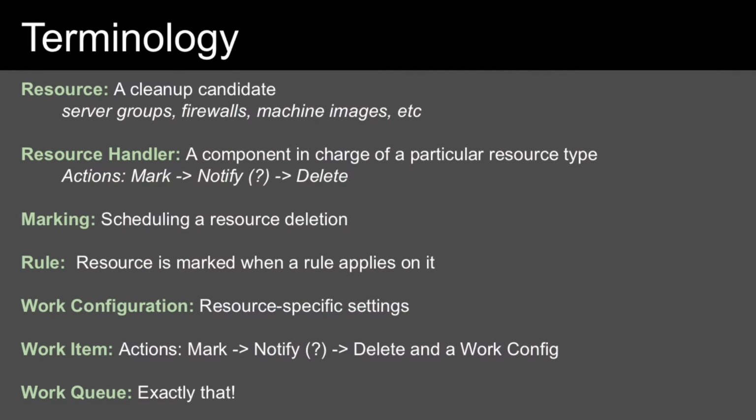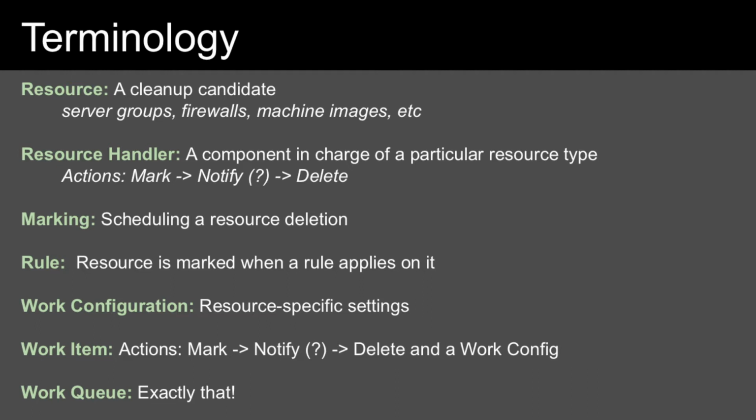So before we move forward, let's cover some definitions. We've been talking about a resource already. A resource is a cleanup candidate, for example server groups, firewalls or security groups, AMIs, etc. A resource handler is basically a component that understands a particular type of resource. And a resource handler is tied to a lifecycle of mark, notify optionally, or delete. Marking is the concept of scheduling a resource for deletion. A rule is employed by a handler to decide whether or not a particular resource is valid or not.